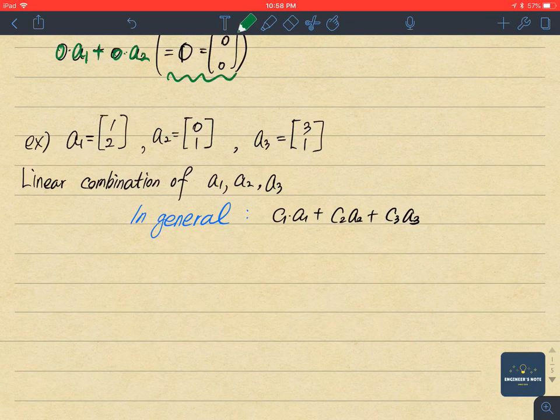Okay, so let's just take another example. So here are some three vectors in two-dimensional space, which we're gonna learn in the next video probably. So here are a1 and a2 and a3. In general, you can express the linear combination of those three vectors this way. So it's very simple, isn't it?